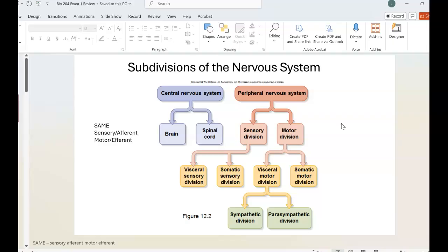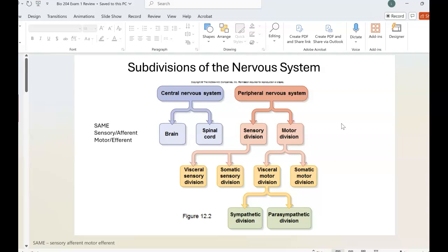The one thing that I like about this diagram is that it shows us the split and how with the peripheral nervous system, we have the sensory division and the motor division. And remember, I gave you that acronym SAME. So sensory is afferent, motor is efferent.